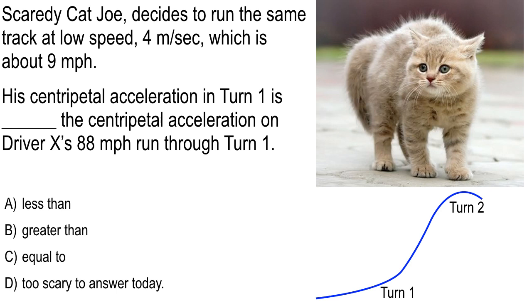No. Where? Where do you think a typo? His centripetal acceleration in turn 1 is blah, blah, blah, the centripetal acceleration on driver X's car, 88 miles per hour run through. Make sense? Okay. Yeah, I see. I could probably reword that a little bit.